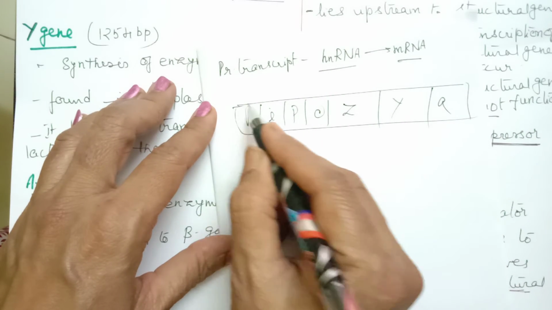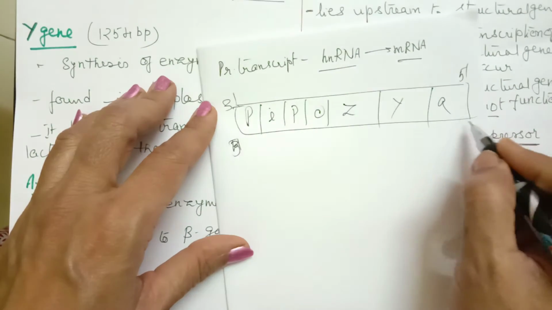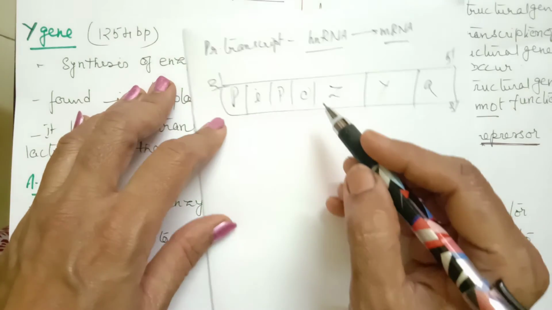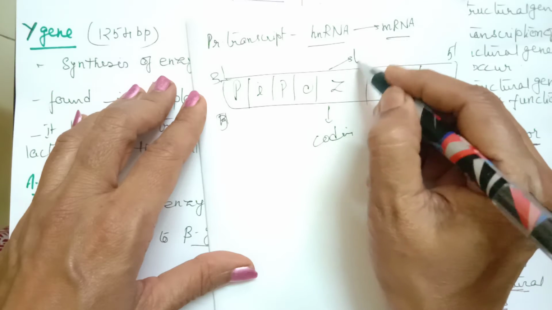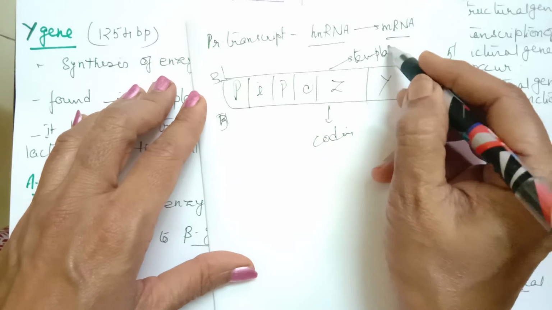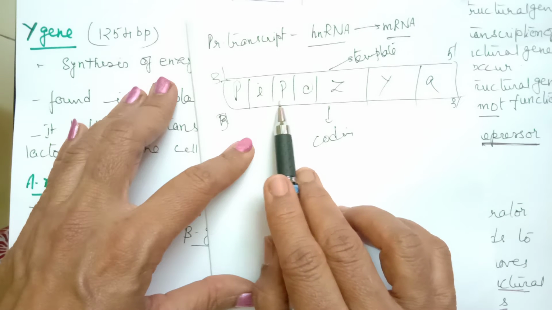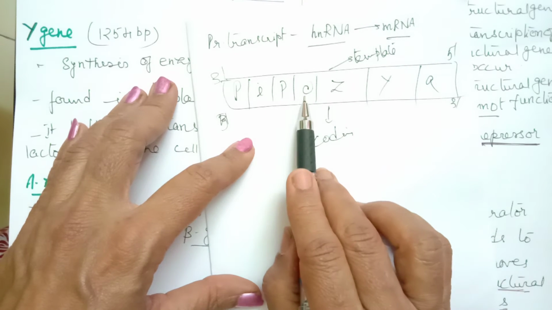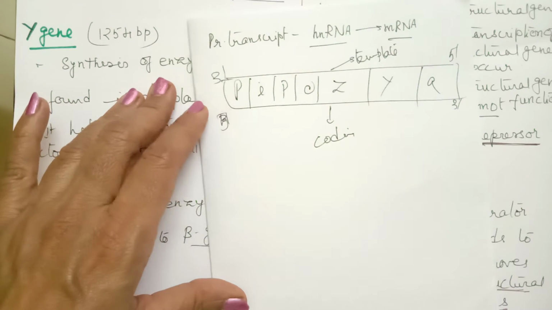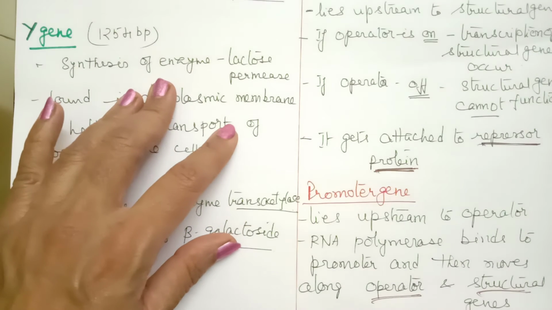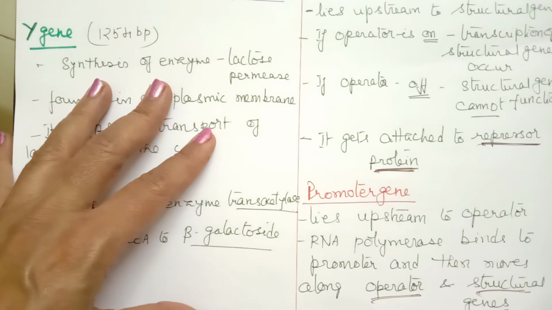Say if it is one strand 3' to 5', this is another strand 5' to 3'. You know this 5' to 3' is called the coding strand, and this is called the template strand. So if we take operator, it is present towards 5' to structural gene. If we take promoter, it is present upstream to structural genes or to the operator gene. So what is the position given for promoter? It lies upstream to operator.